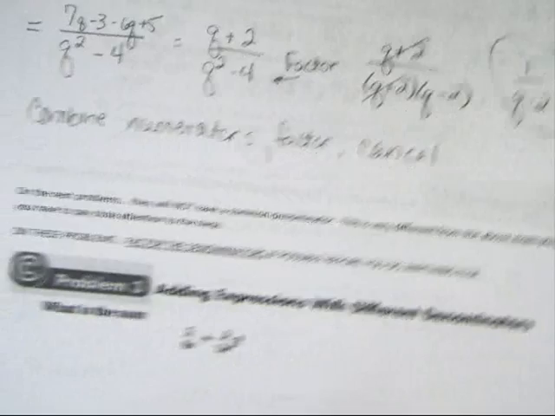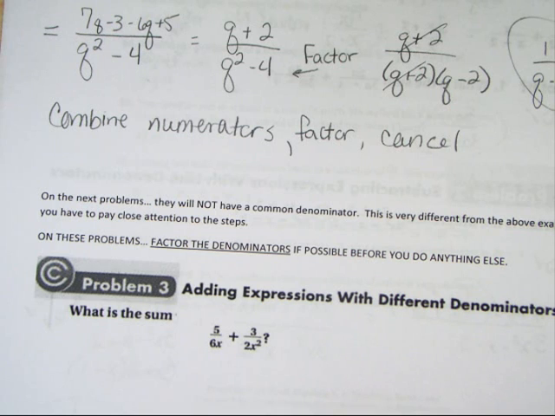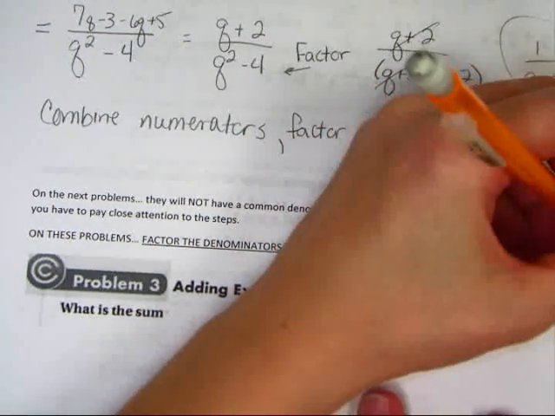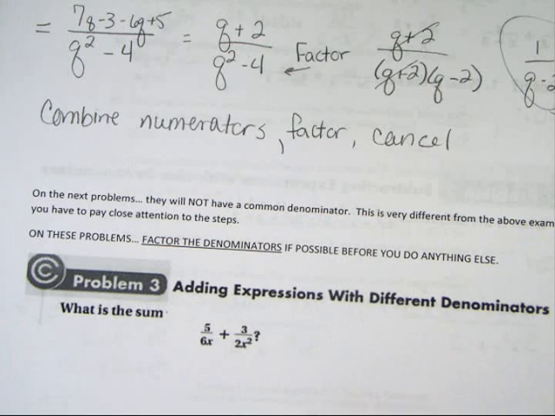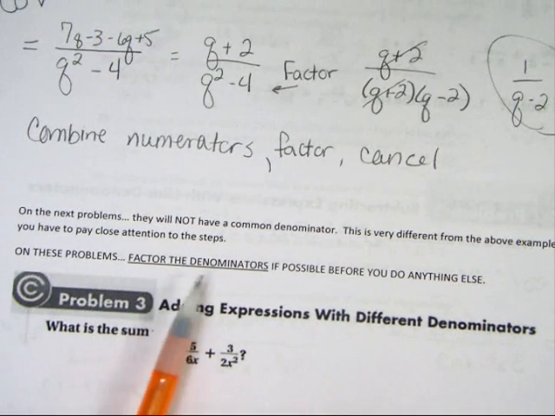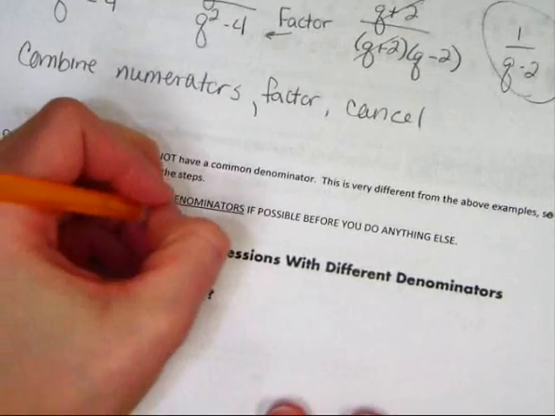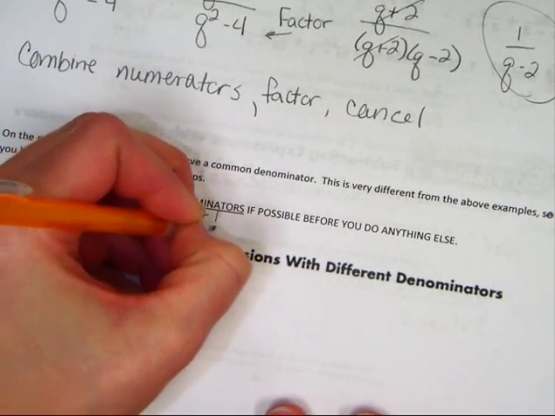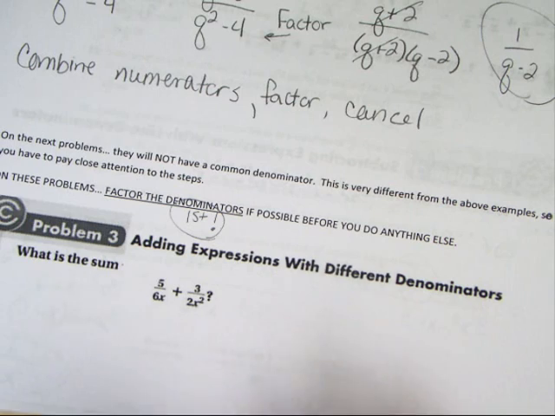On the next type of problems, they are not going to have a common denominator, so they're going to go a little more slowly. This is very different from the above examples. You're going to have to pay close attention to the different types of steps. On these problems, you need to factor the denominators first, okay? If they're not a common denominator, you need to factor them first if possible.